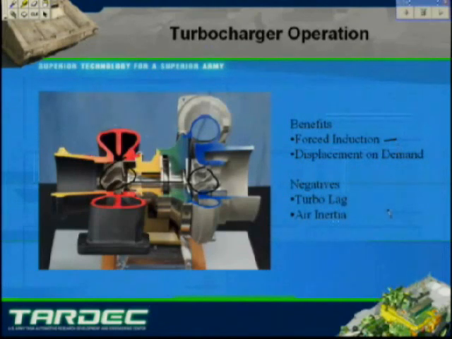Some of the problems with a turbocharger is what's called turbo lag. You're moving a large volume of air, and when the operator steps on the throttle, it actually takes a certain amount of time for the turbocharger to start spinning and then create boost. And then another problem is when the operator steps off the throttle, the turbocharger has a large amount of inertia. All of that air wants to rush into the engine. It can create an overpressure, and it can actually damage the engine.